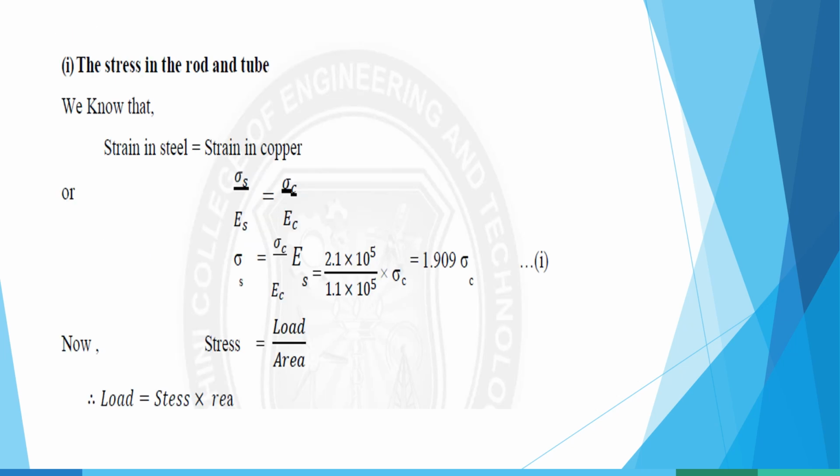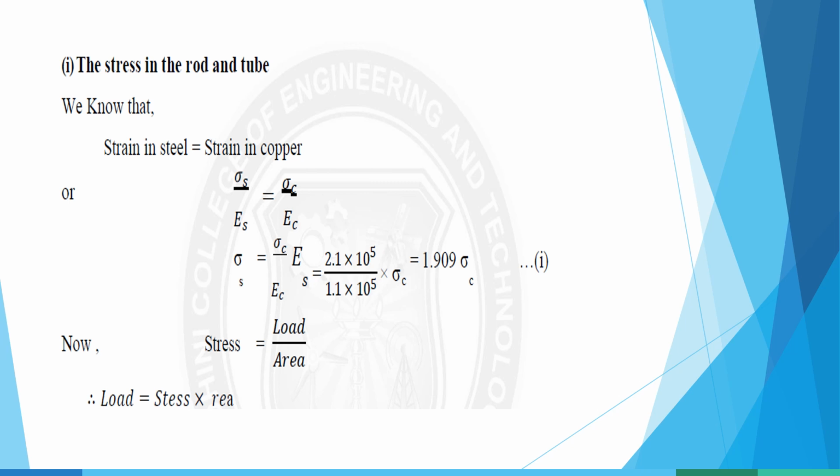For the stress in the rod and tube, we know that strain in steel is equal to strain in copper. Sigma S by Young's modulus S is equal to sigma C by Young's modulus C. Therefore, sigma S is equal to 2.1 into 10 to the power 5 divided by 1.1 into 10 to the power 5 into sigma C. Therefore, sigma S is 1.909 sigma C.